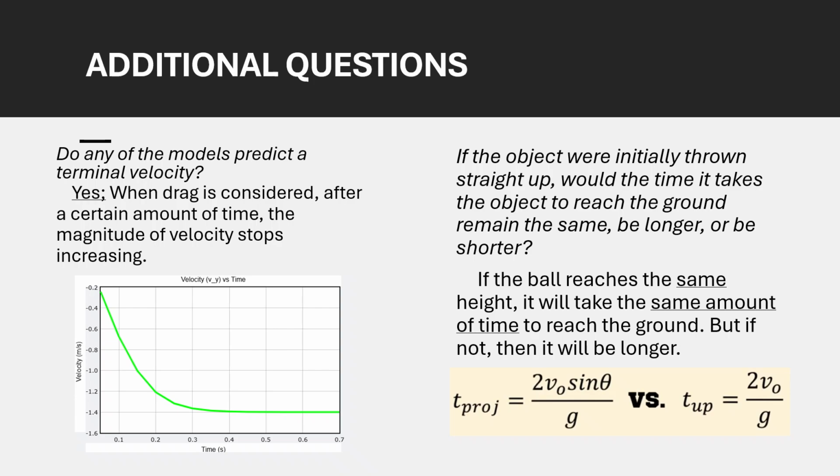But if not, it would be longer, because the formula to see how long something is in the air in projectile motion is 2 times v naught times sine theta divided by gravity, versus when it's thrown straight up, it's 2 v naught over gravity. So answer: shorter.